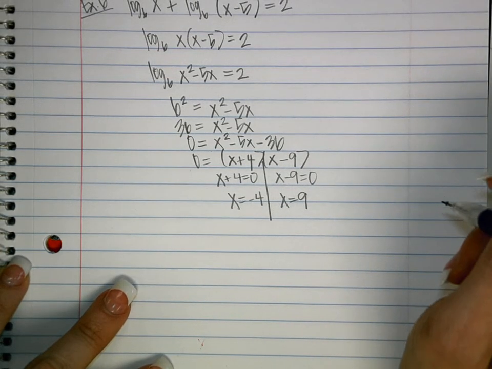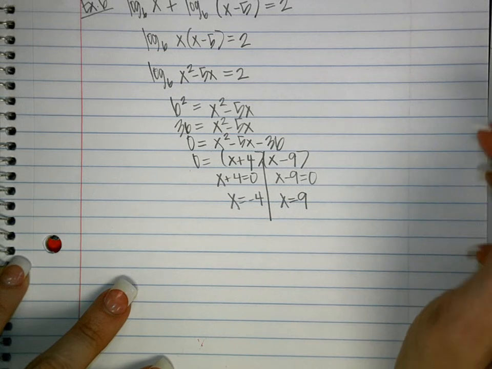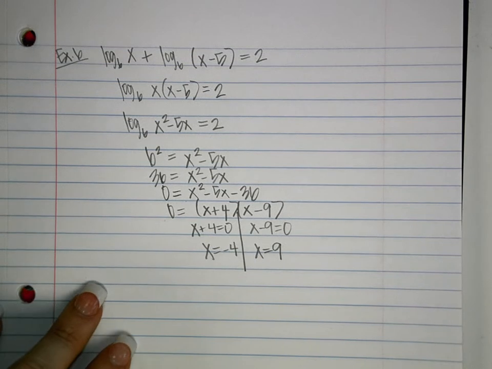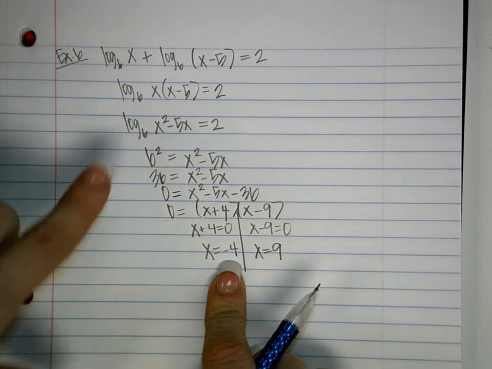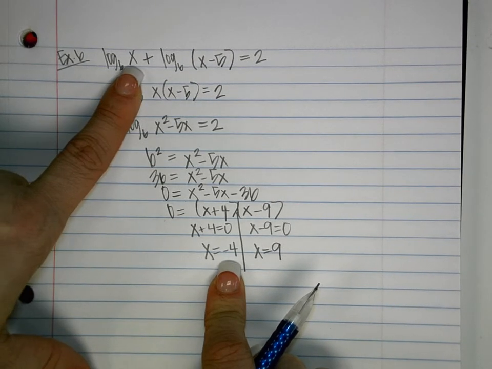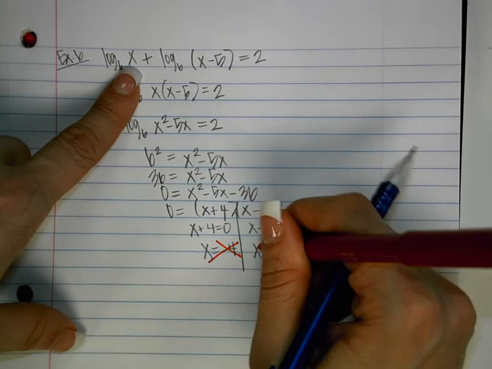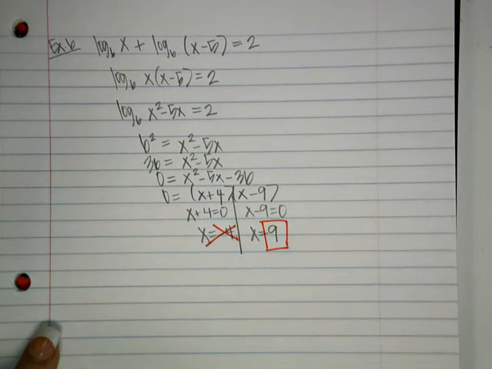So what do you have to do to figure out which one it is? If you plug them in, one of these will very obviously not make sense. Which one does not make sense? Why does the negative not make sense? Because you can't have negatives next to a log. Logs are allergic to negatives, so this one goes away. x is 9. That problem sucks.